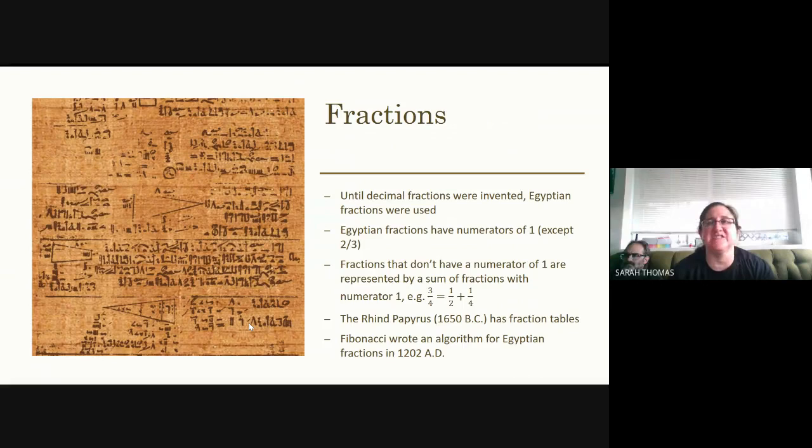Now, as far as finding an algorithm for them, that was a later development. Fibonacci wrote one in 1202 AD. So they were still in use at that time. Egyptian fractions were the world standard until decimal fractions were invented.